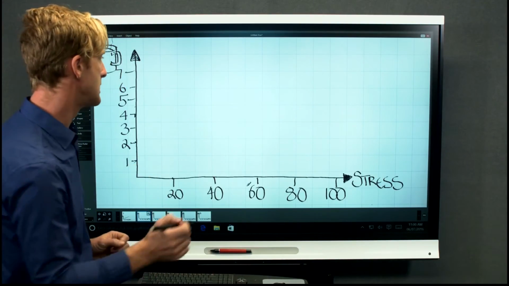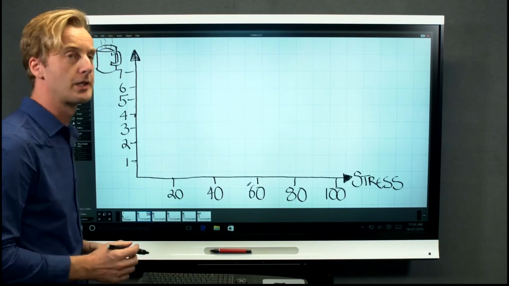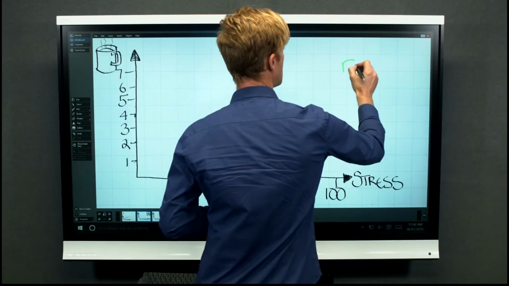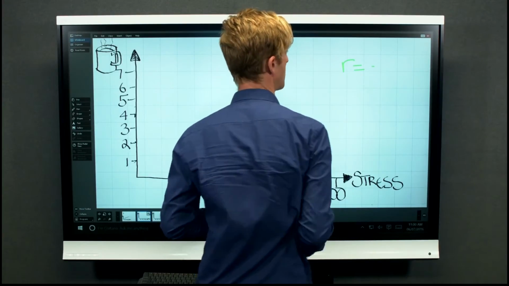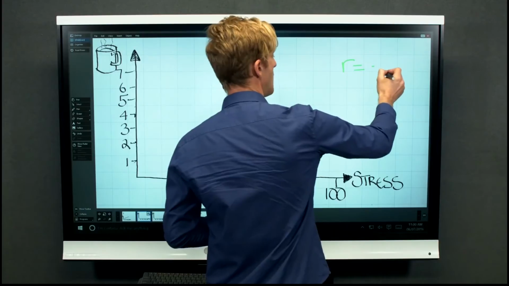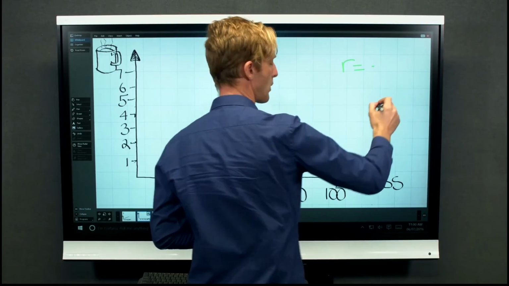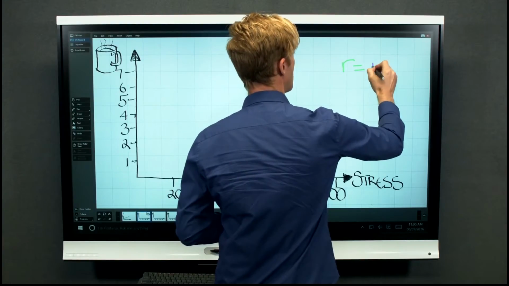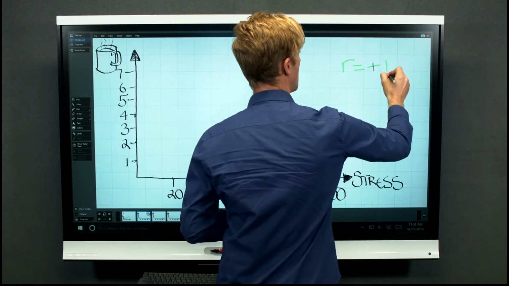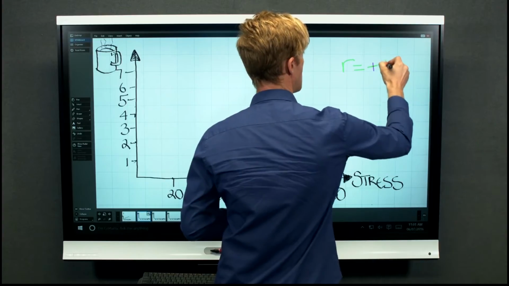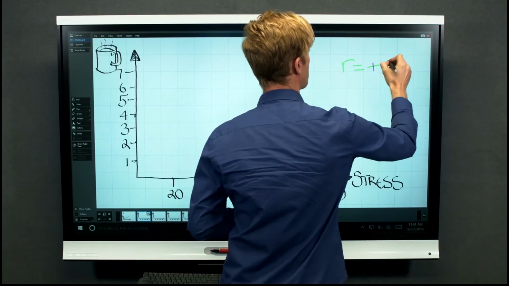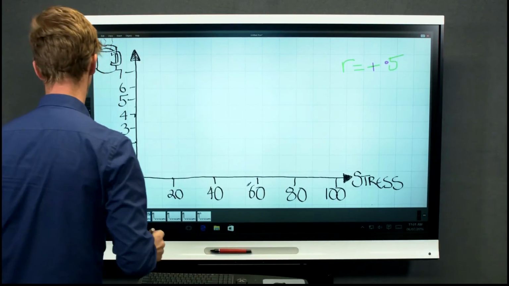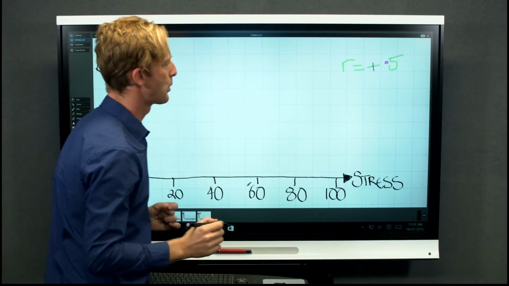Now, when you're looking at correlation, you'll end up with an R score. Don't be freaked out by this. R equals point something. It can be anywhere between -1 and +1, and we'll talk about that a little bit in a minute. But let's go with positive. Let's not go with +1. Let's go with positive 0.5.